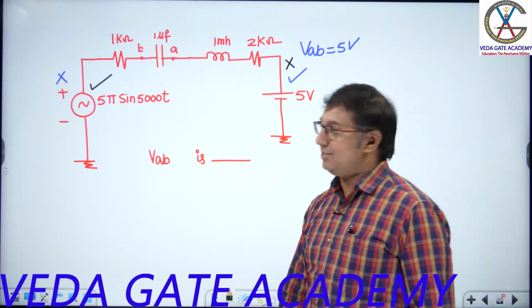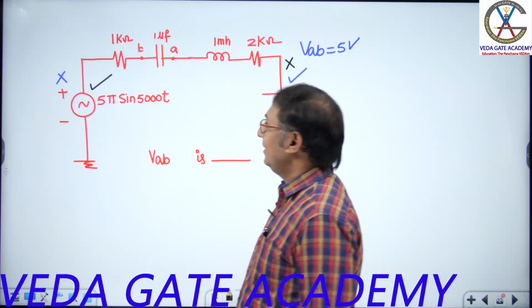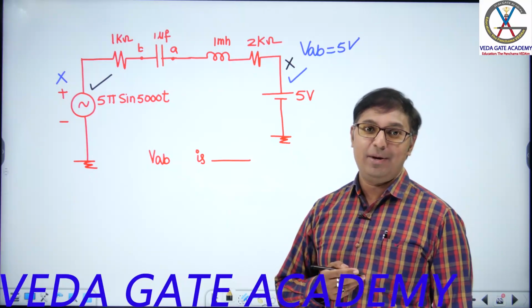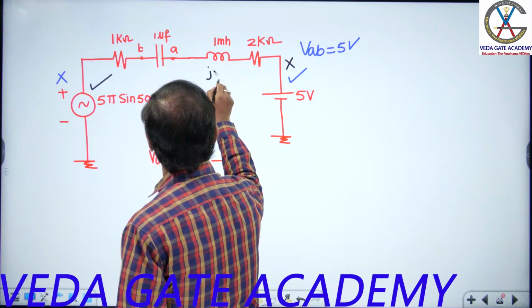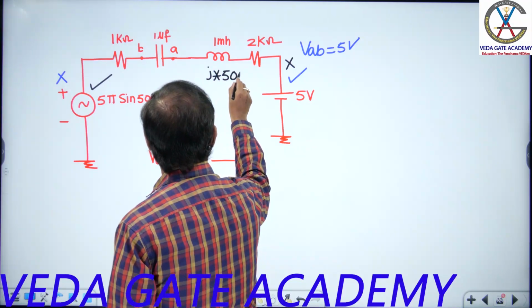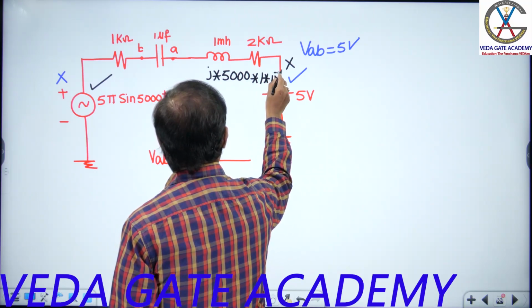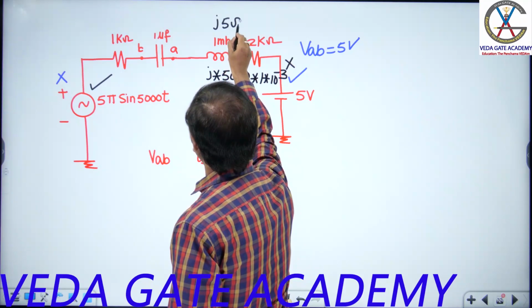Now you please tell me, sir. Activate this, deactivate this. AC source is activated. Replace L with j omega L, and C with 1 by j omega C. j into omega, which is 5000, into 1 into 10 power minus 3. How much? It is simply j5 ohms.